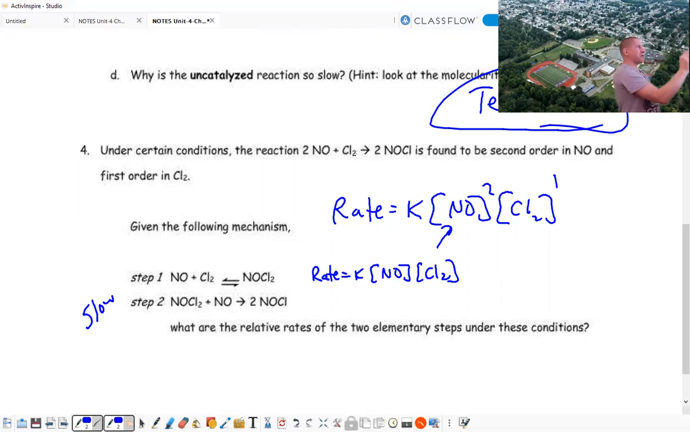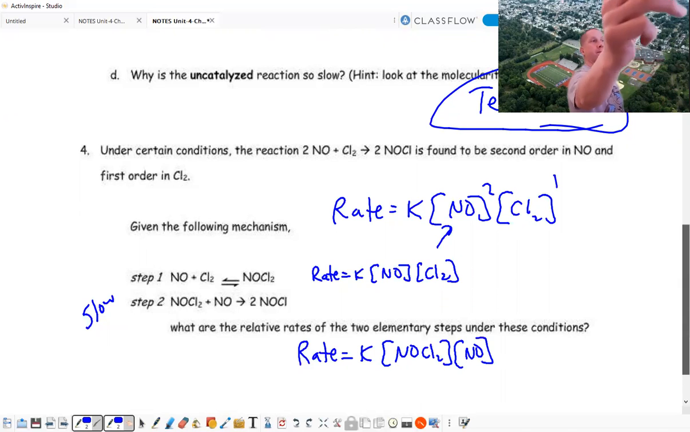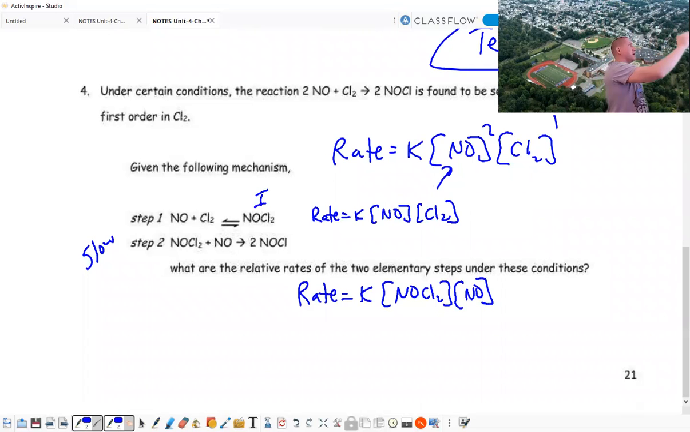Now, how is the second one? Well, there's that equilibrium. And if we did the second one, I'm going to do it down here so I have a little more room. I would get NOCl2 and I would get NO. Now, NOCl2 is an intermediate. It's produced in one step and used up in another.